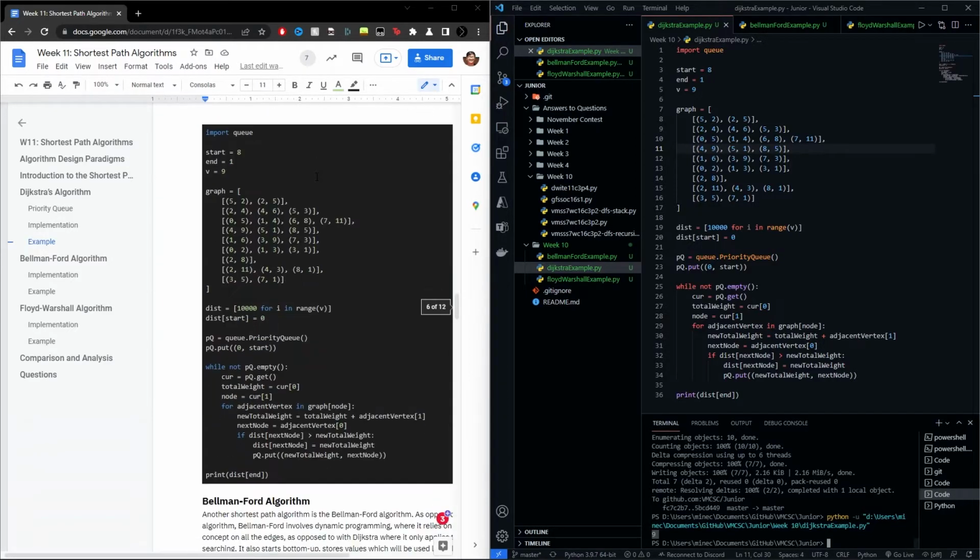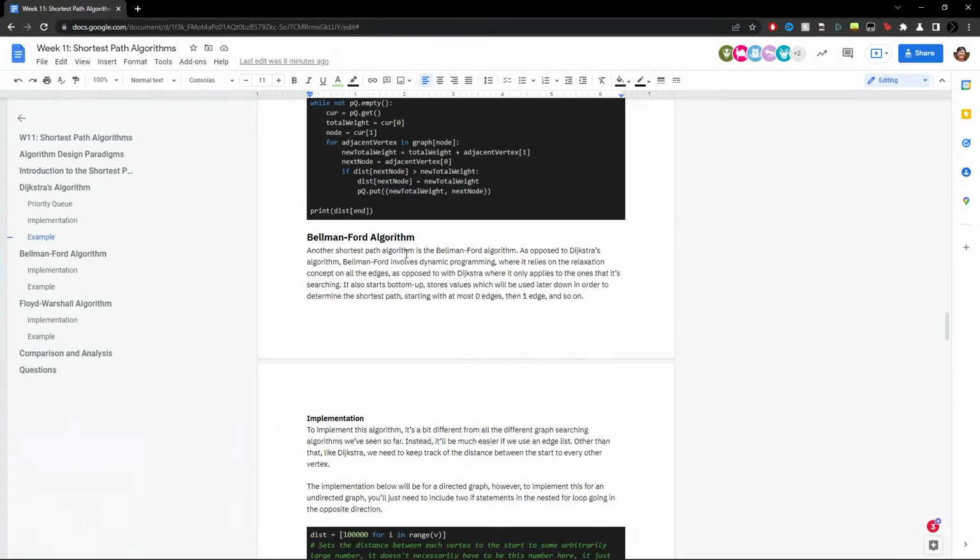All right. Now, Bellman-Ford, on the other hand, is another shortest path algorithm. Before I go on to the Bellman-Ford algorithm, does anyone have any questions about Dijkstra? No questions?